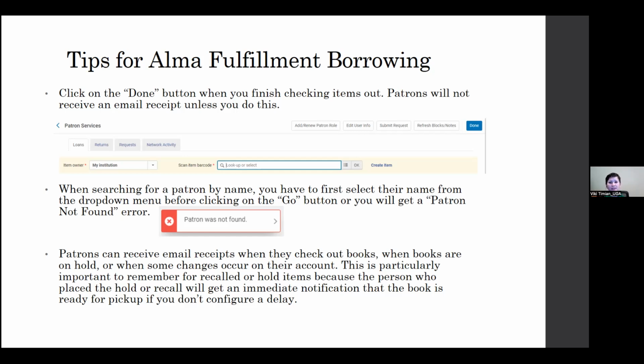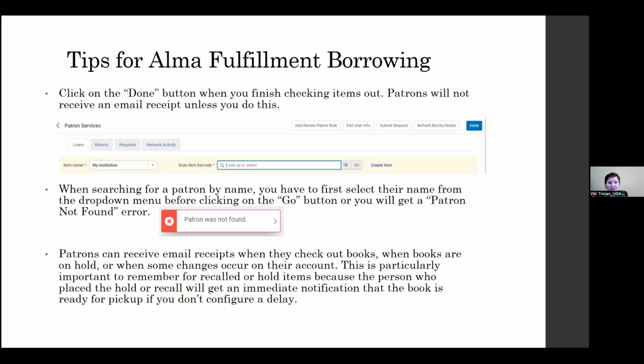The second bullet point is one of those annoying things that catches me often if I'm going too fast, looking for somebody by name. If you are searching for a patron by name, as opposed to scanning their barcode on their ID card or using their primary ID number, you'll have to first select their name from a drop-down menu and then click the Go button, or you'll get this "patron not found" error. Then you have to go back and start your search again, a little more patiently, and click the right person.